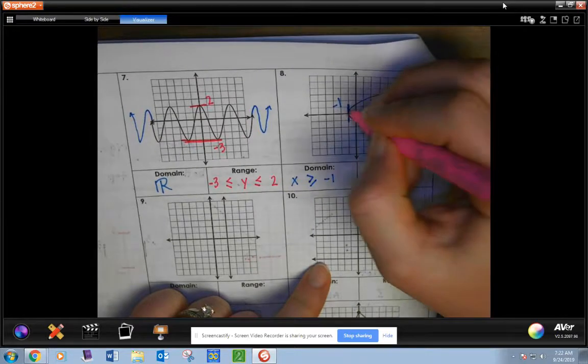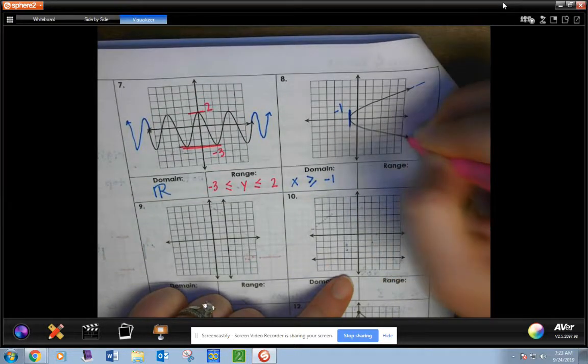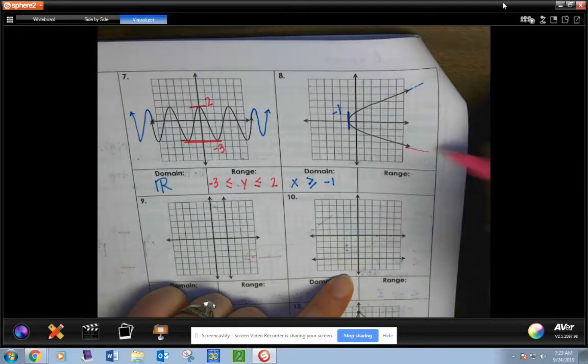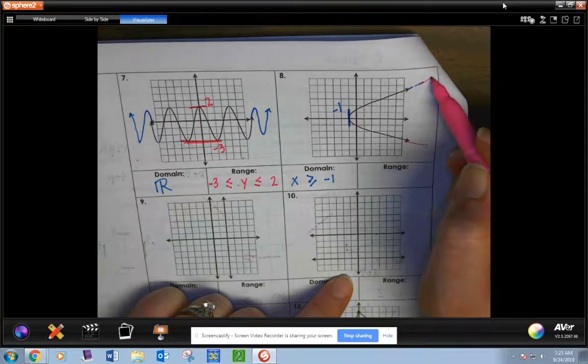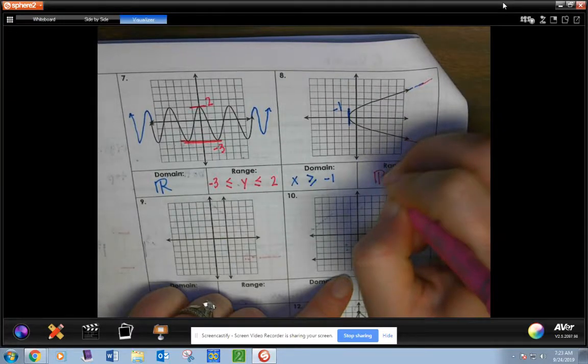Now for range, I'm going to scan down. And as I scan down, I hit this arrow, which tells me it's going to keep going forever. And as I scan up, I'm going to hit this arrow, which tells me it keeps going forever. So my range is all real numbers.